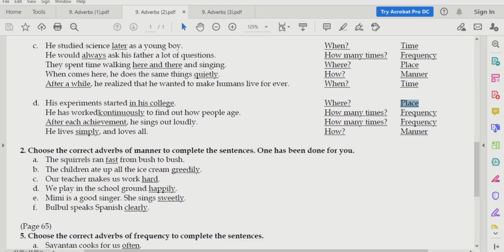He has worked continuously. Now you know the meaning of continuously is लगातार. He has worked continuously. You can ask how many times has he worked? But then the answer will come not how many times but continuously. So it is an adverb of frequency.